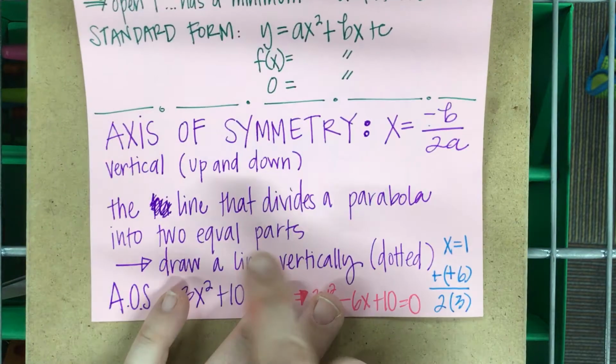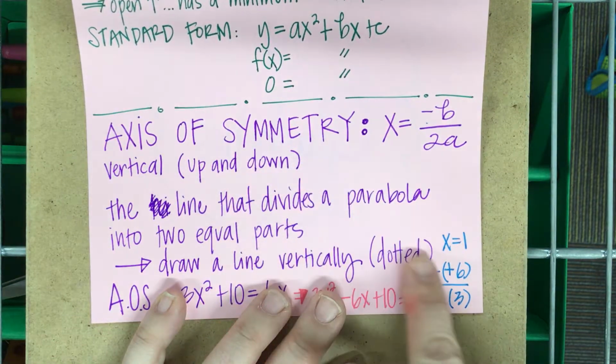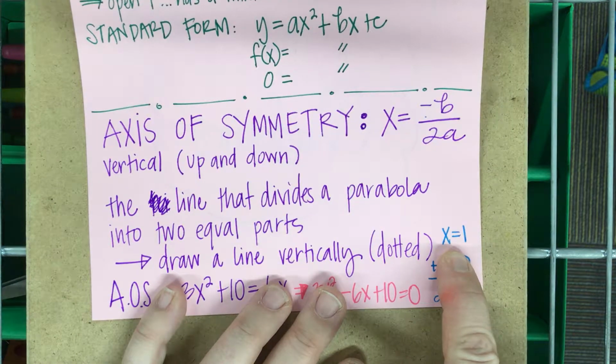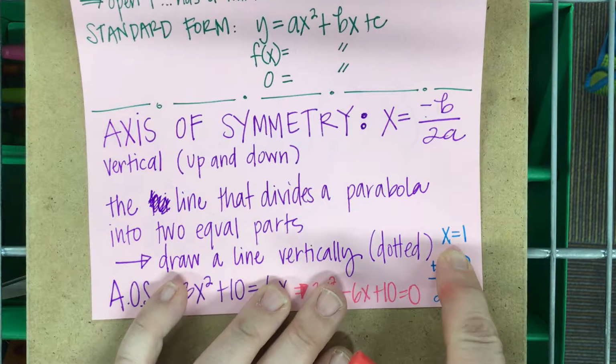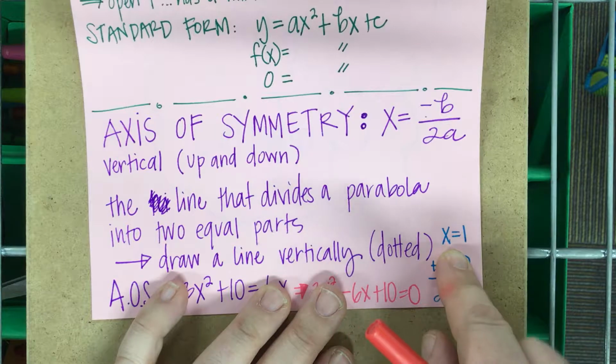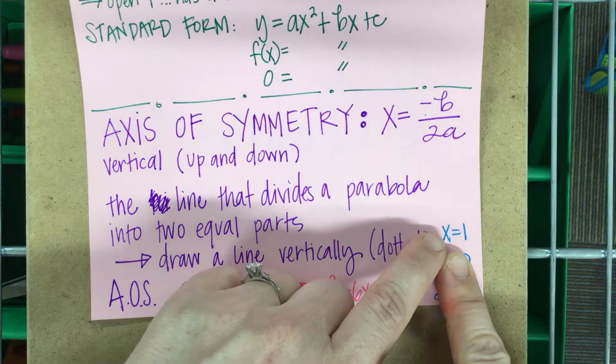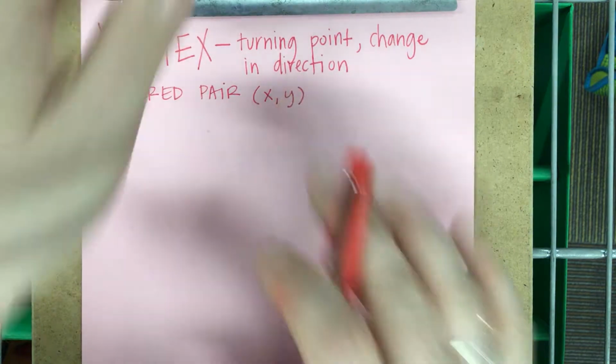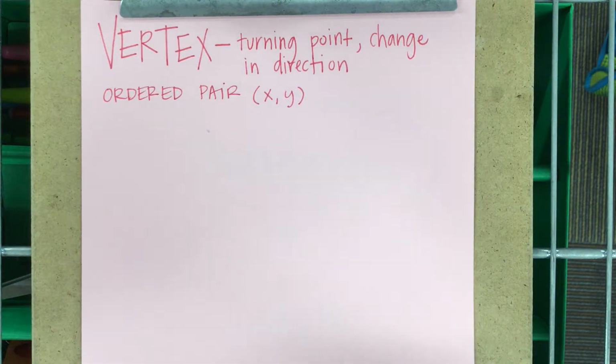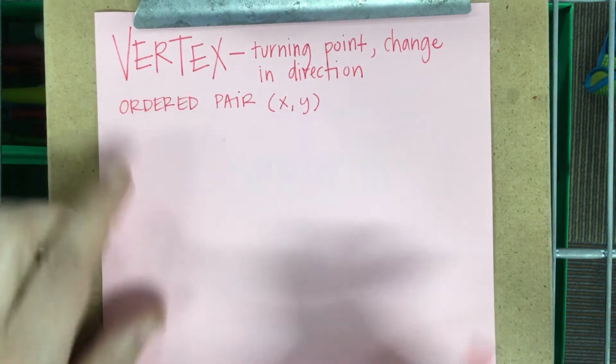Because the axis of symmetry, I already know the X value. So can I figure out the X value of the vertex? Yeah, it's right here. For this problem, it's right there. It's 1. So if you find the axis of symmetry, you're halfway to finding the vertex.